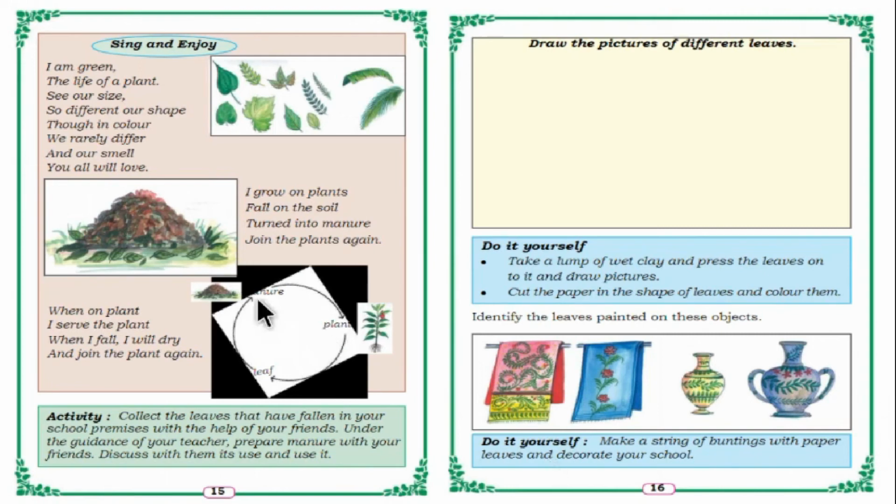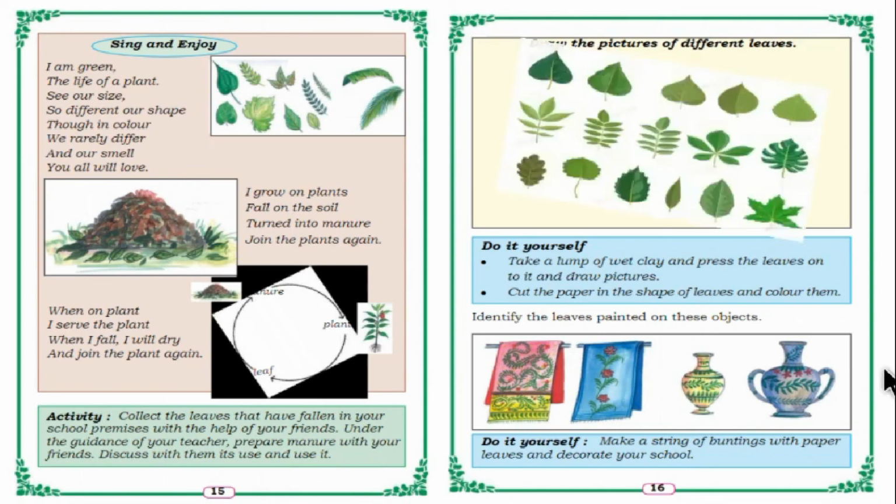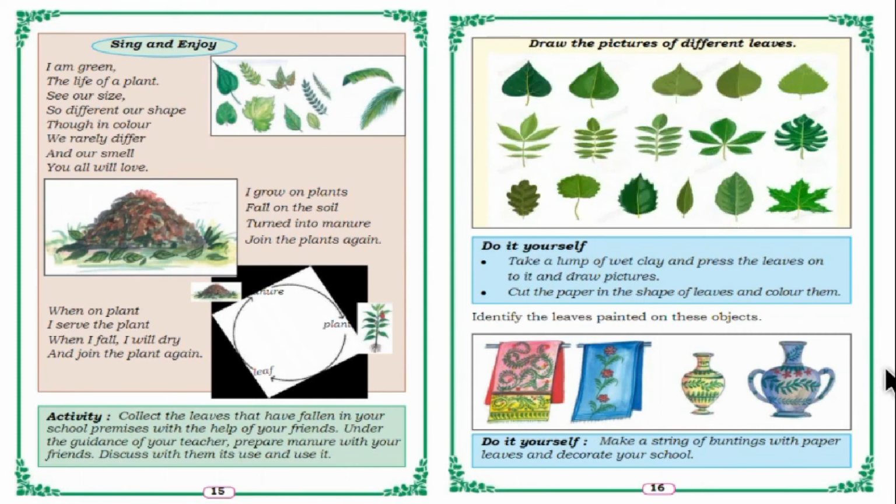So here you can see, manure means this mud and all. Plant, again leaf, again manure, plant, it is a circle. So next activity is draw the pictures of different leaves. So I have drawn like this. Even you have to do it in your textbook page number 16.